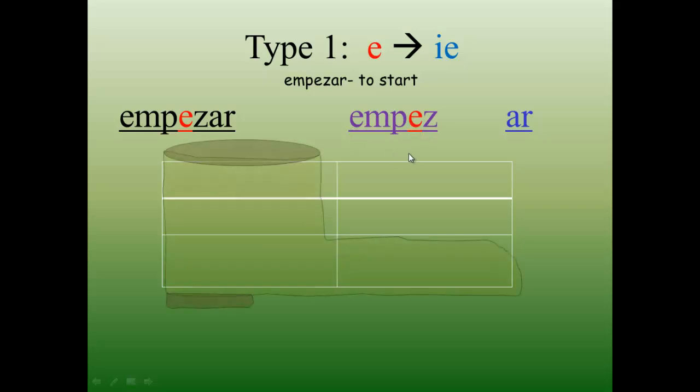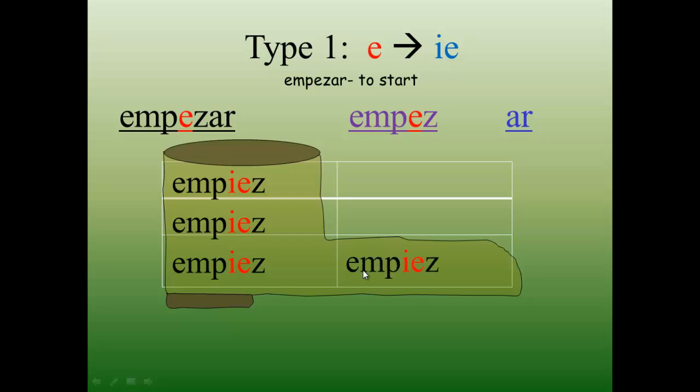So we're going to draw our boot. We're going to change this E to IE, giving us our new stem of empiez. Outside of the boot, it stays the same. It is an AR verb, so my AR endings are o, as, a, amos, áis, an. So you have empiezo, empiezas, empieza, empezamos, empezáis, empiezan.